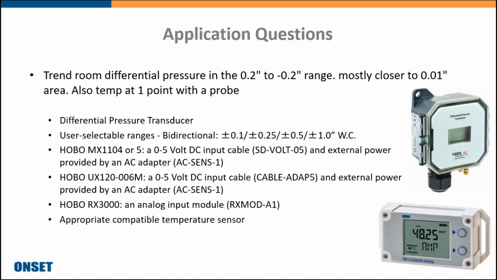For our USB style data loggers, you could simply use the UX120006M with our 0 to 5 DC voltage input adapter cable, as well as the AC power supply. And lastly, if you needed remote access to this data, you could use our RX3000 and purchase the optional analog module. That analog module is able to supply excitation power to the sensor, so there's no need to run external power to the sensor. The internal battery of the RX will power that sensor.